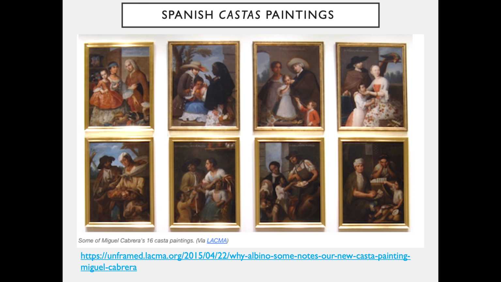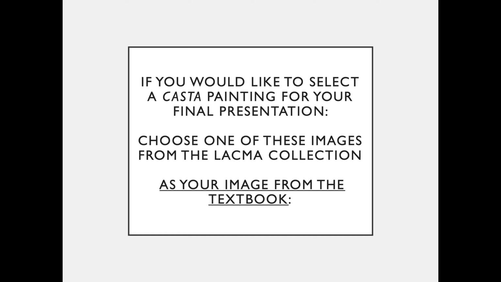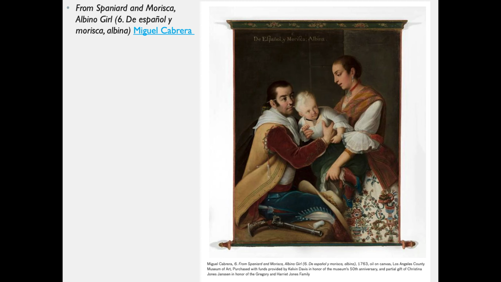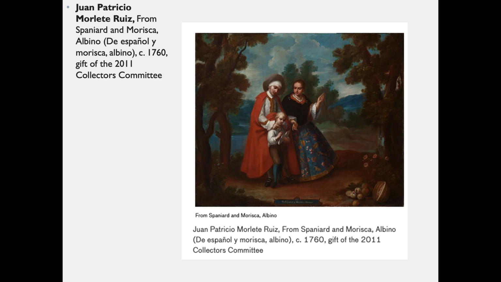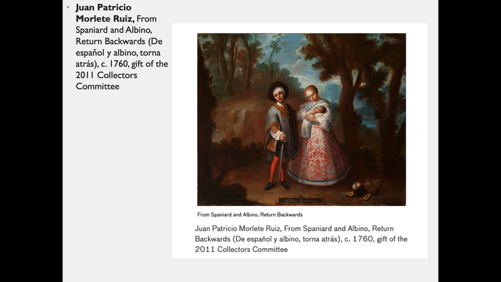And again, here are some of the Casta paintings that are owned by the Los Angeles County Museum of Art. If you would like to select a Casta painting for your final presentation, choose from one of these images from the LACMA collection. And you can use this as your image from the textbook. So pick one of these four. This is a Miguel Cabrera, and then we have these three Ruiz images. So if you want to use one of these for your final presentation as your image from the textbook, select one of these four pictures.